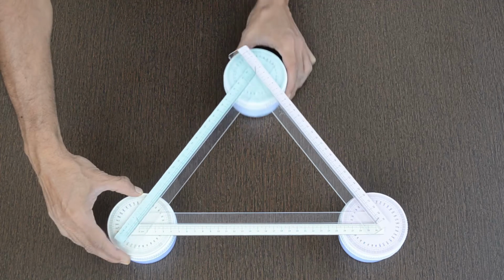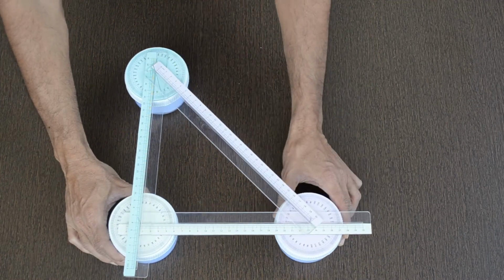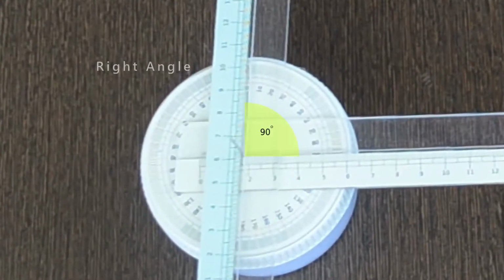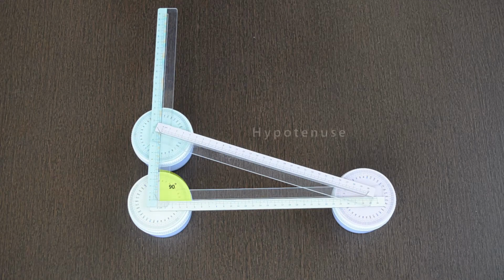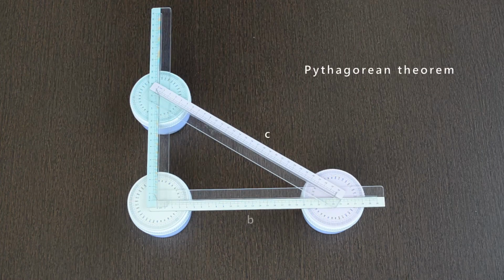A right triangle or right angle triangle has one of its interior angles measuring 90 degrees. The side opposite to the right angle is hypotenuse, the longest side of a triangle. The other 2 sides are called legs. Right triangles obey the Pythagorean theorem. You can try it by measuring sides of any combination.